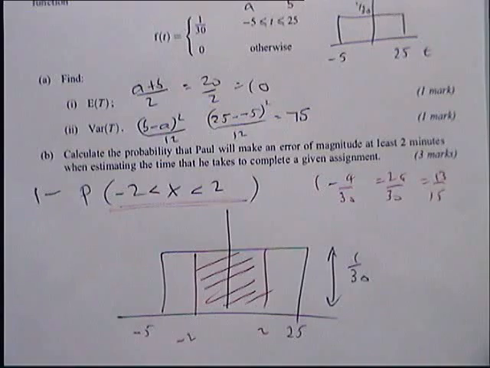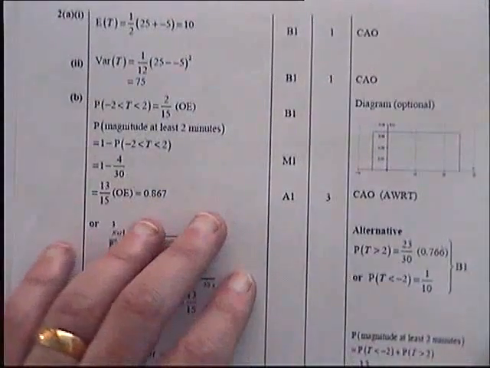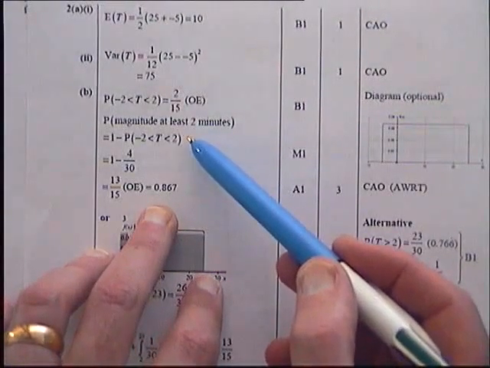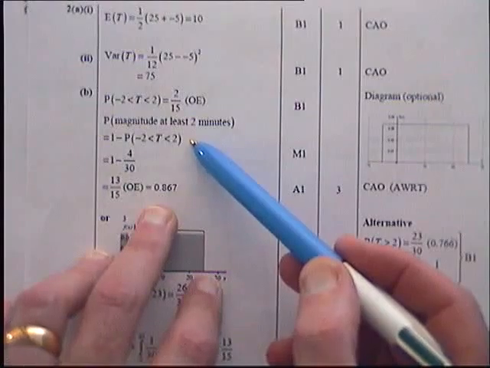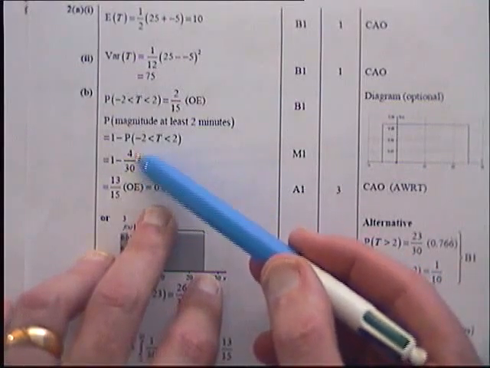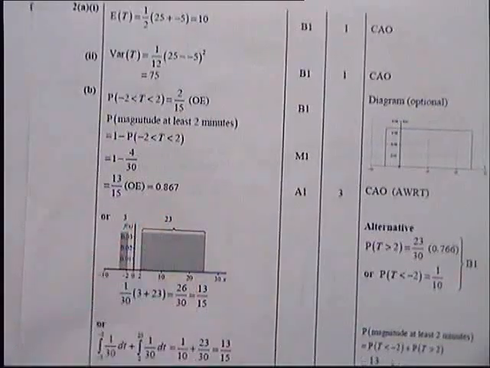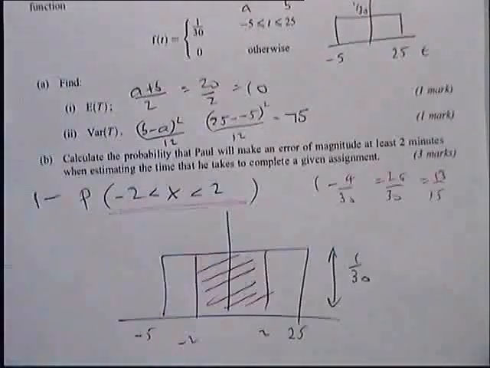So for this question, 1 mark for part A1, 1 mark for part A2, 3 marks for the final bit. If you put it in decimal, that's fine, that's what they've got here. So they've given 1 mark for doing that 1 minus bit, 1 mark for the 4 over 30, and 1 mark for the final answer. They've given it there as a decimal as well. So that's out of 5.